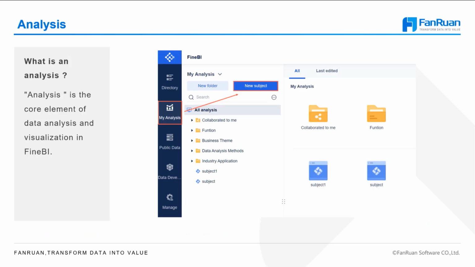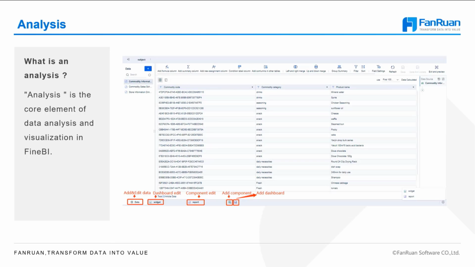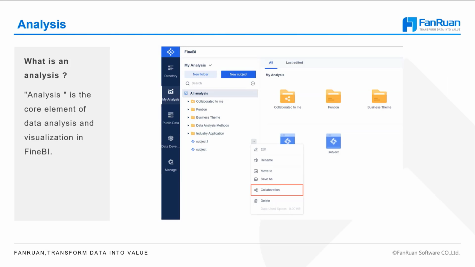This section will walk you through the analysis subjects and how to add data to them in order to prepare for data analysis. Analysis is the core element of data analysis and visualization in FineBI. When we need to analyze data, we can click New Subject and carry out our own business analysis there, including data processing and the creation of visual charts and dashboards. At the same time, we can collaborate with other users on our own subjects to share analysis content. We won't go into detail about this feature because it will be introduced individually later on.